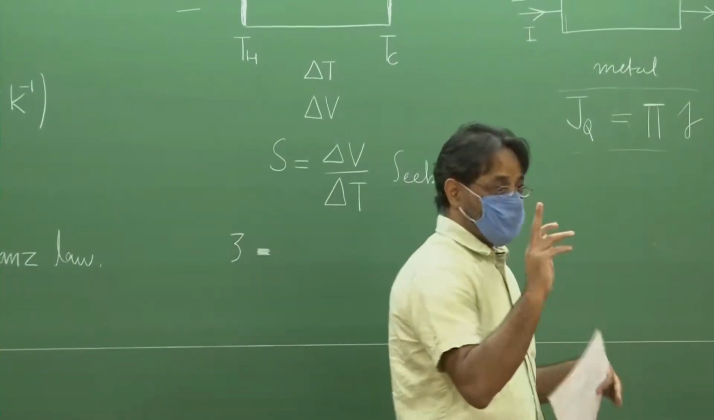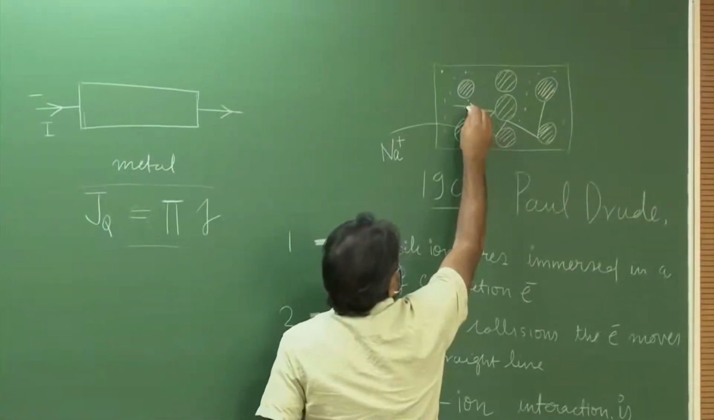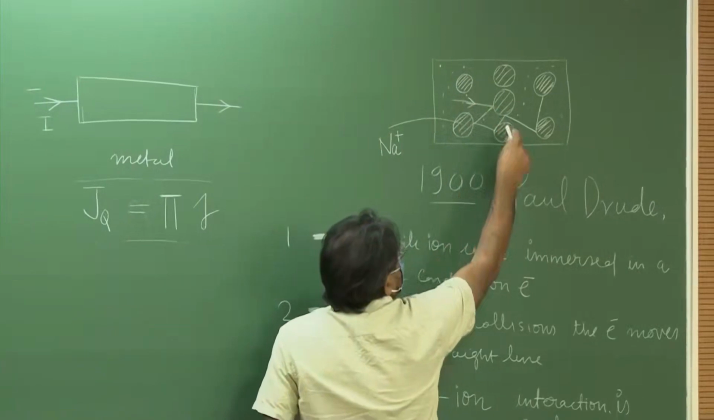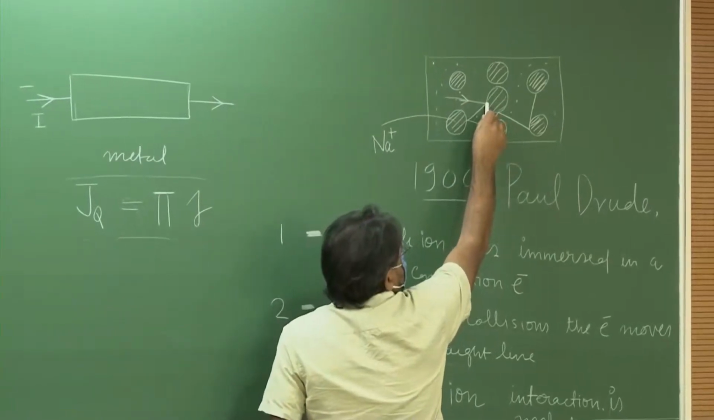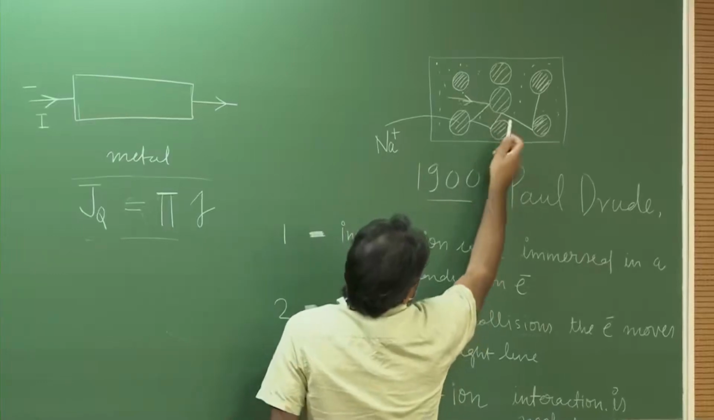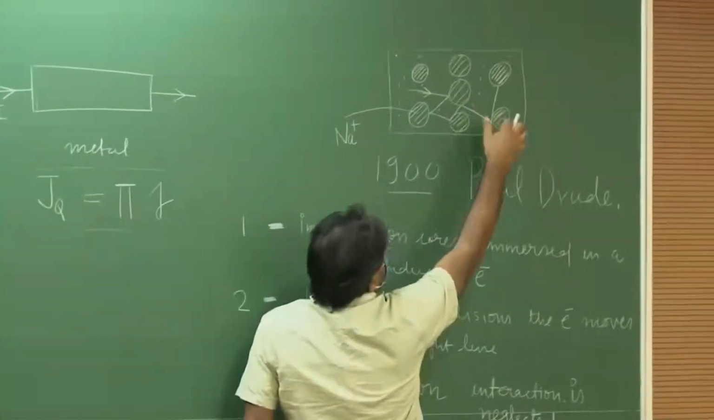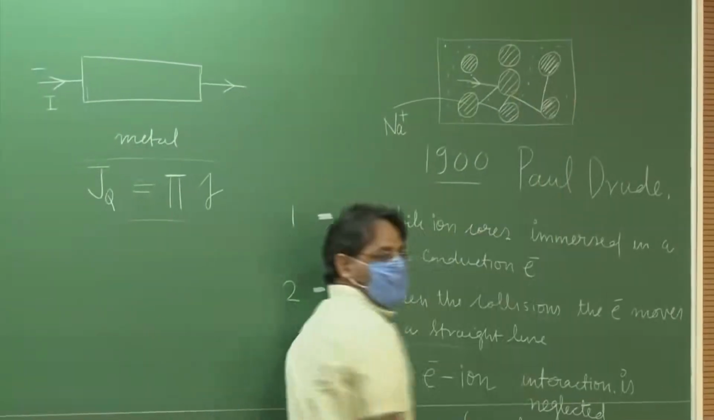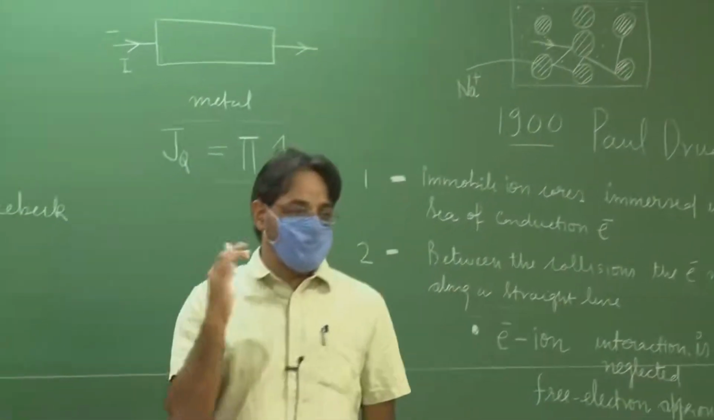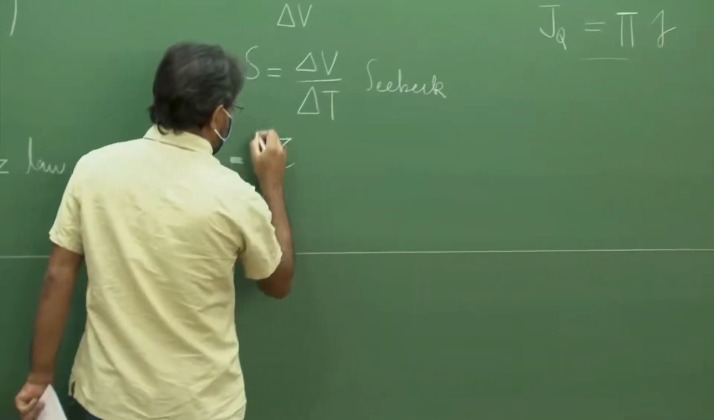We are just fixing our attention on any one electron. You take this electron and follow its motion. It goes here, bounces off here, then here, then here. As you can imagine, this time will be less compared to, for instance, this time or this time, but you are defining an average time, tau. This is called tau. This is known as the relaxation time.